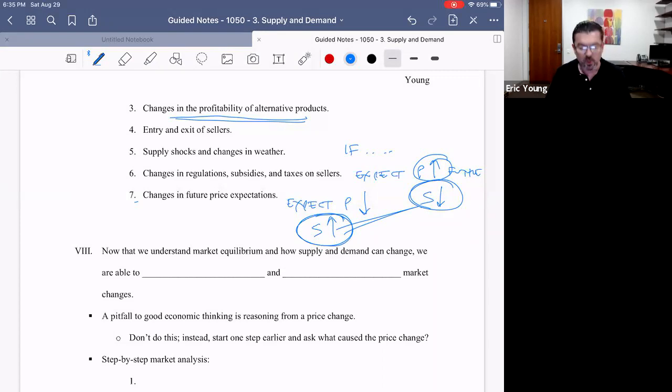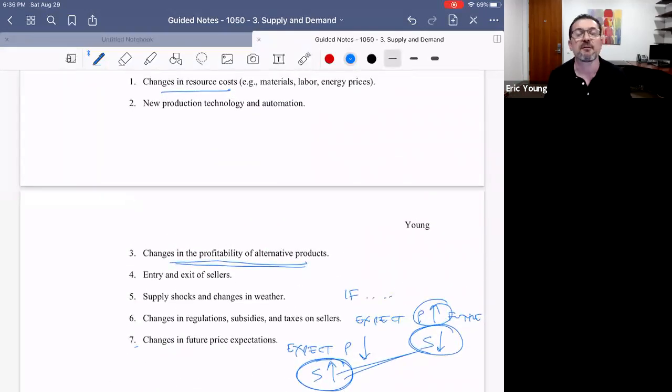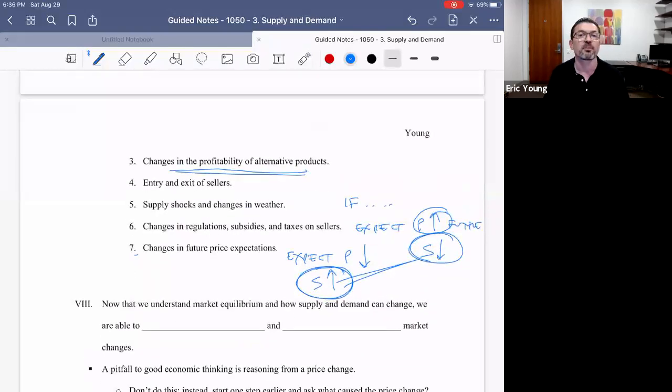Okay? So my friends, as a quick recap, we have now wrapped up changes in supply, shifts in supply. It's critical that you remember the difference between a change in quantity supplied and a change in supply, and that you know, like the back of your hand, the 7 factors, the 7 non-price factors, the 7 shifters that will move supply. And that's resource costs, technology and automation, alternative product profitability, the number of sellers, supply shocks and weather changes, regulations, subsidies, and tax changes, and future expectations. At this point now, you're able to shift supply curves. In our next lecture, we're going to take those supply curve shifts, take those demand curve shifts, and you're going to be able to make predictions on market movements.